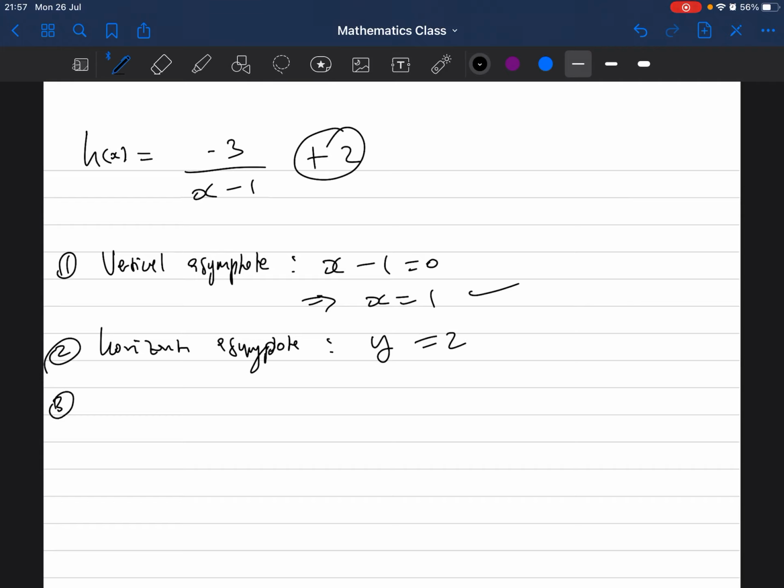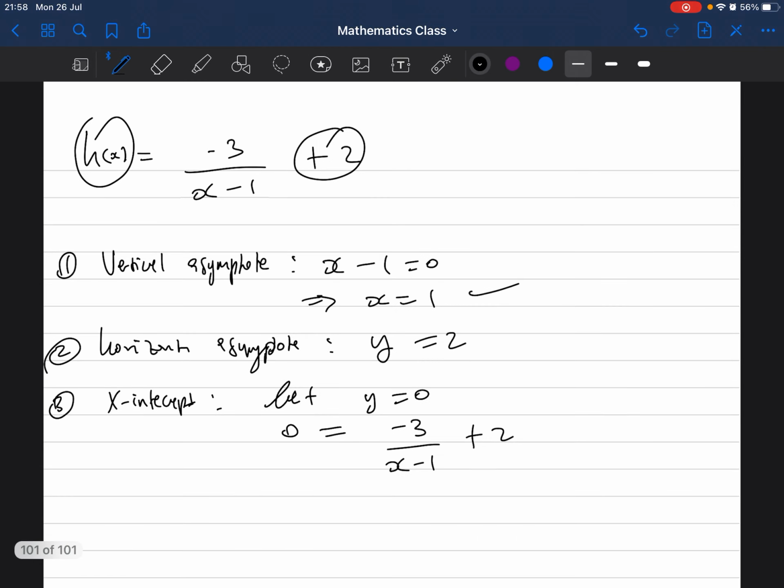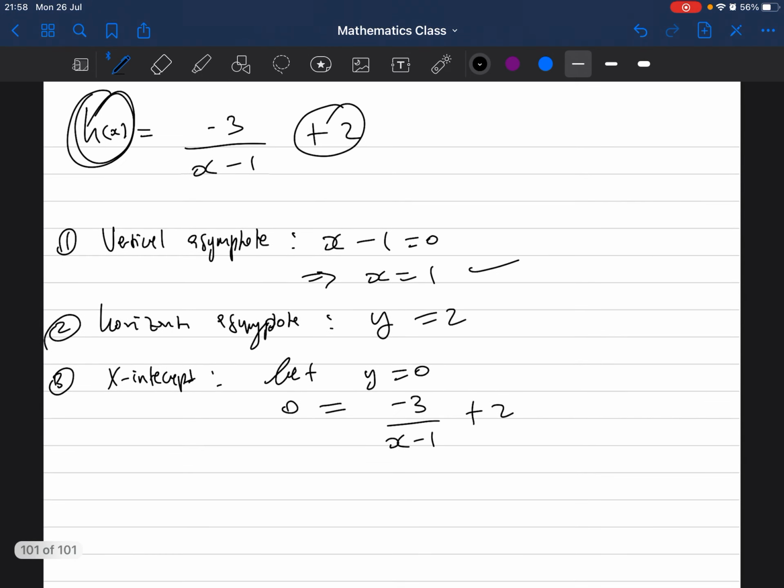Okay. Thirdly, your x-intercept. We said you let y equal to 0. In our case, you let this thing equal to 0. So you're gonna have 0 is equal to -3 over x minus 1 plus 2. So we let h equal to 0, and then you solve for x. You take this, put it on the other side, and the sign changes to negative, so you have -2 is equal to -3 over x minus 1.